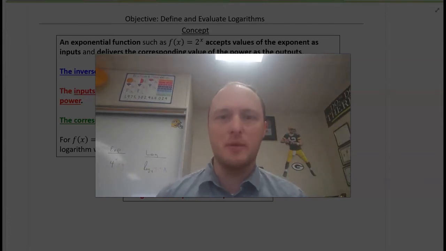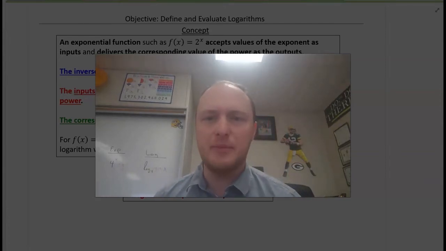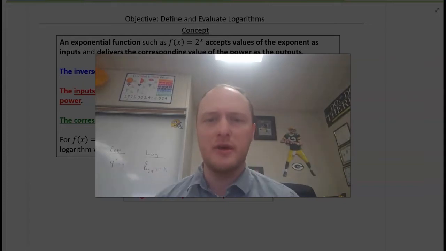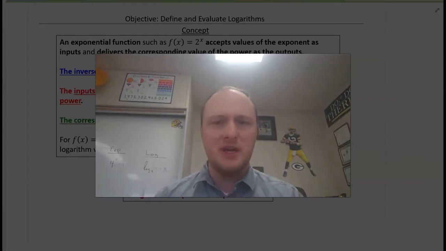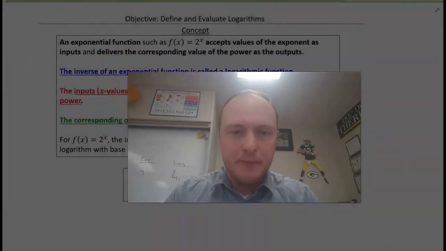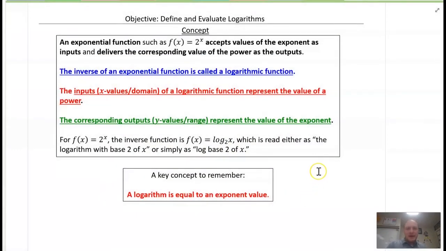We are going to talk about logarithms, a new type of function that is the inverse of exponential functions. In this video, we're going to introduce logarithms and also show you how they are derived from their inverse exponential functions.